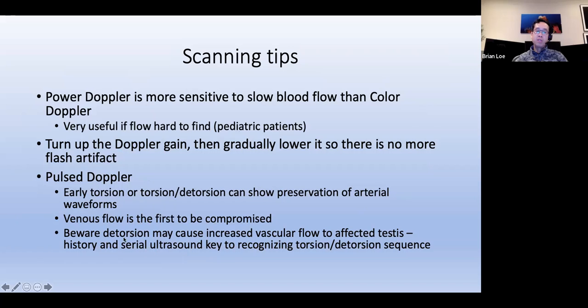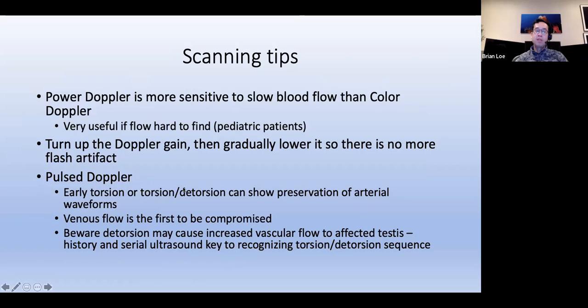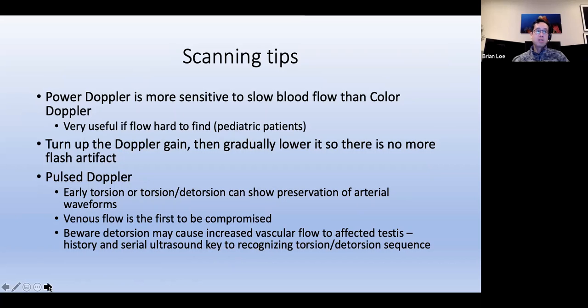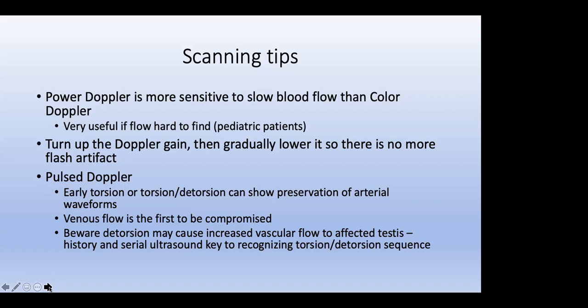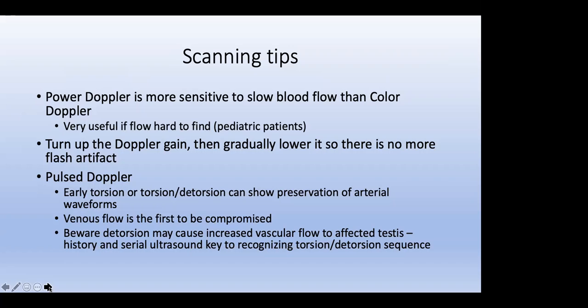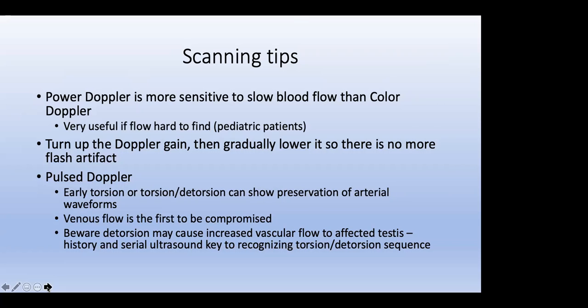And we may notice that in detorsion, you can actually increase the blood flow to the affected testis. So we have to be cognizant of the history and do serial ultrasound sometimes to recognize that possibility: the pain was acute when it was torted, and then it spontaneously detorted, pain reduces, suddenly there's hyperemia on Doppler, and then that sequence again starts anew. And so we have to scan during the patient's most acute symptoms if possible.